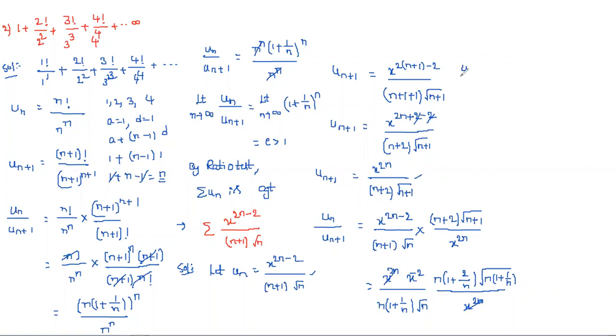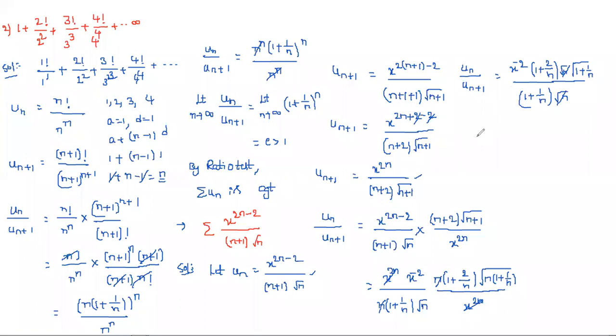And then un by un plus 1 is equal to x power minus 2 by, in the same manner, n as well as n both cancel. And next, what is remaining: 1 plus 2 by n and root n into this one. Simply, how can you write this? Root n into root (1 plus 1 by n) whole thing by (1 plus 1 by n) into root n. So root n and root n both cancel.